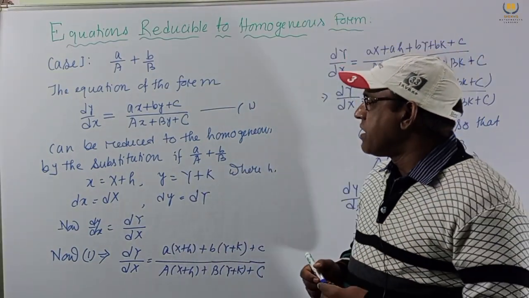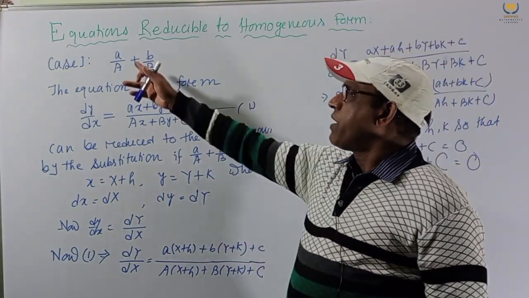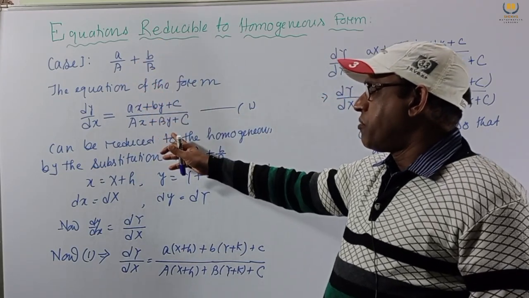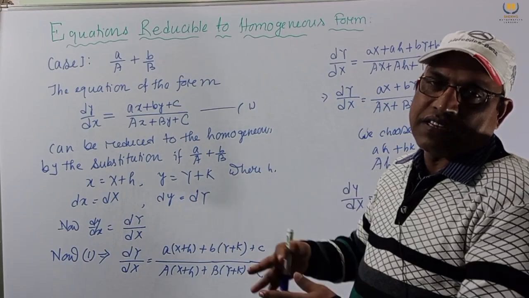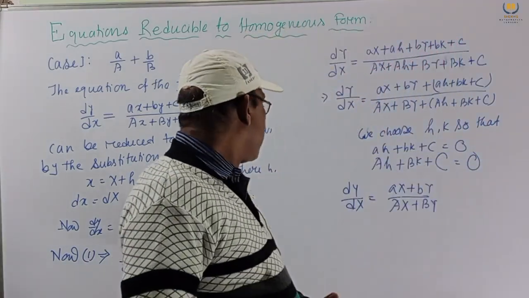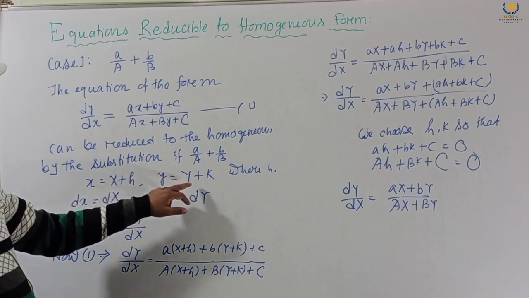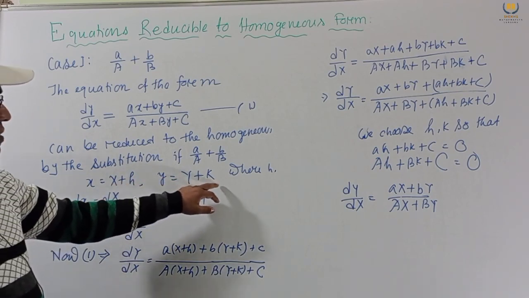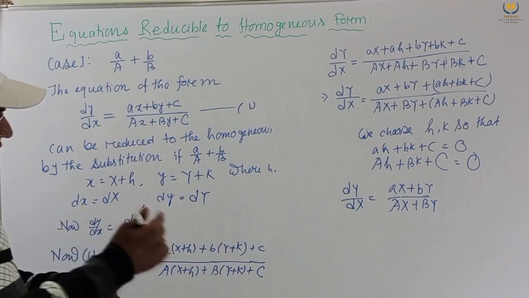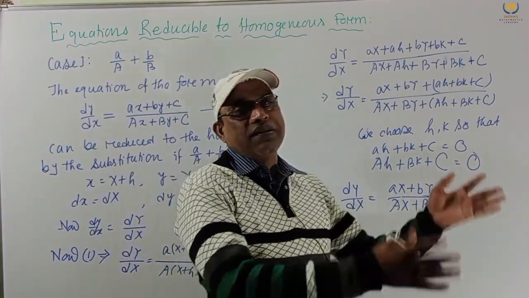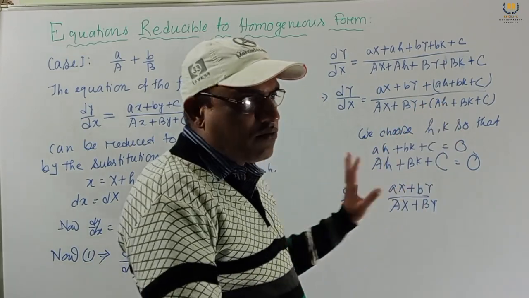If the equation is in the form of a by A not equal to b by B, then we convert this equation to homogeneous form by putting x equal to X plus h and y equal to Y plus k. By substitution in this way we get the equation homogeneous, and putting Y equal to vX we can easily solve this problem. This is the first rule.